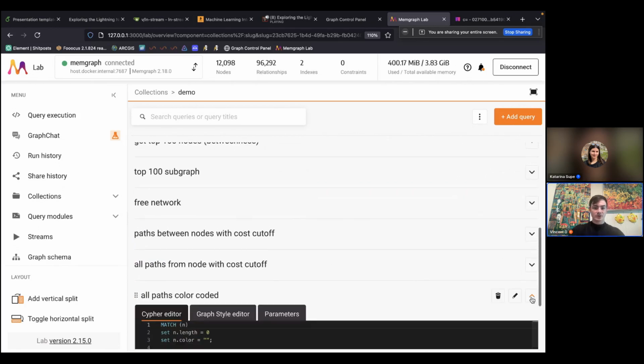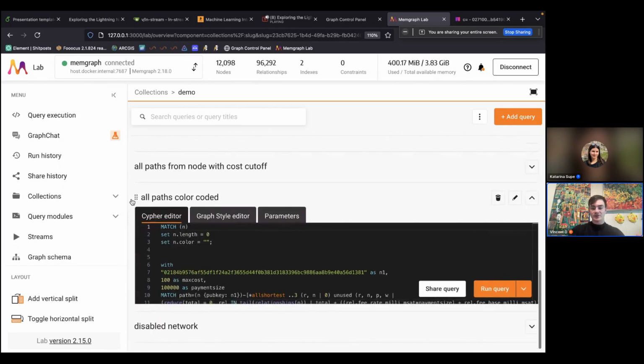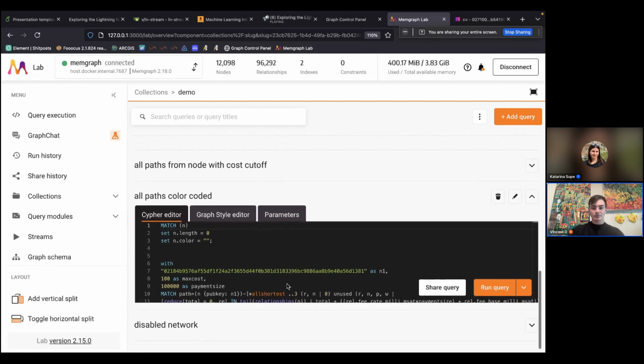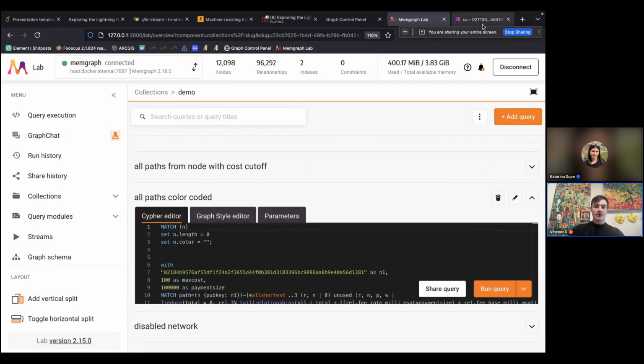This next one, so this is all payment paths color coded. So this is starting with a node at the center and then branching out from that one.